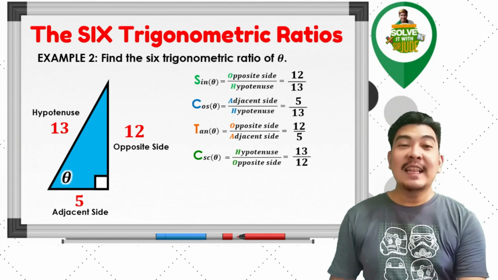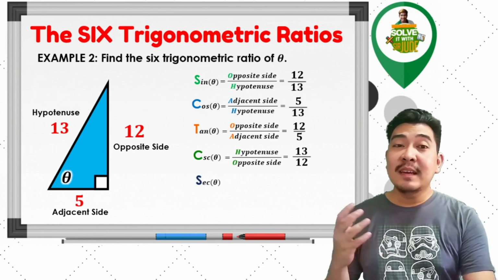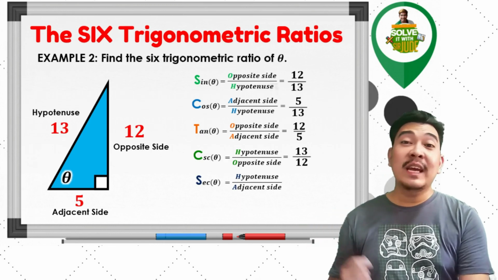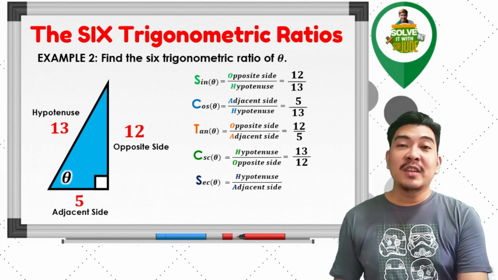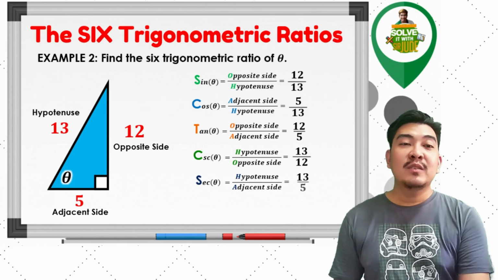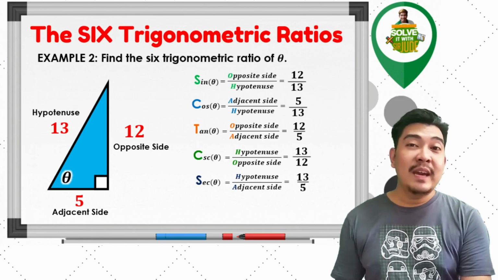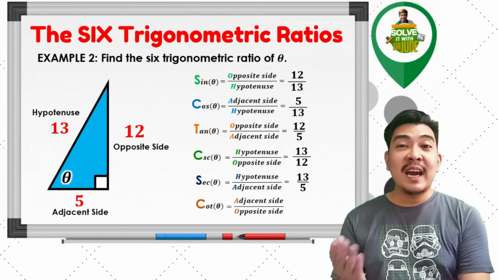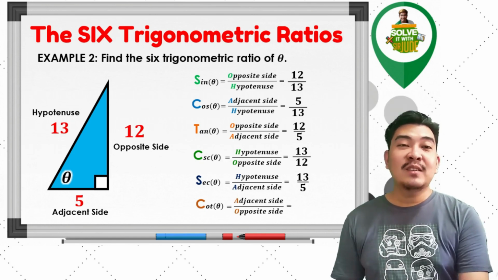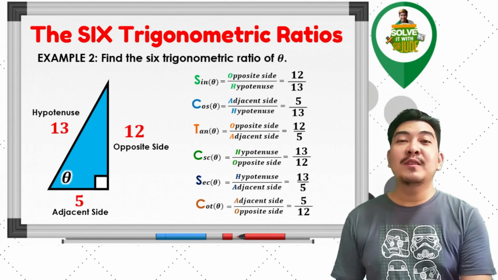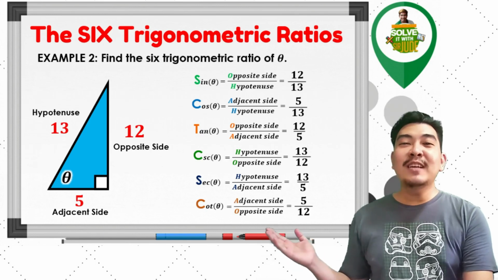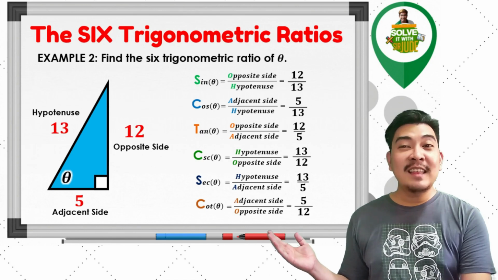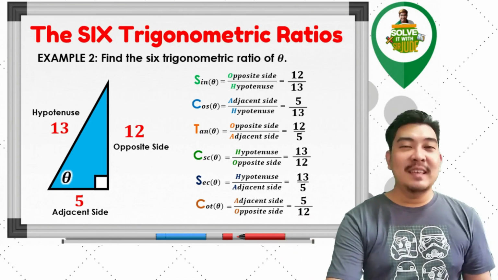Next, let us have our SHA, secant. That will be hypotenuse over the length of the adjacent side. By just substituting the values, that will be 13 over 5. And then the last one is POW, meaning adjacent side over the opposite side. That will be 5 over 12. So we already completed our 6 trigonometric ratios of the given angle theta in our right triangle.